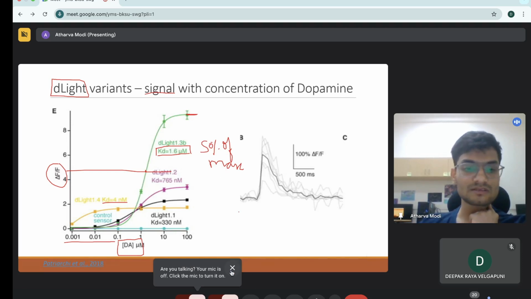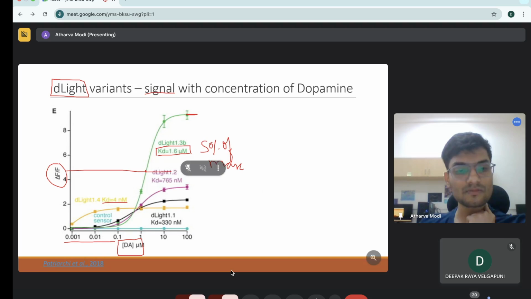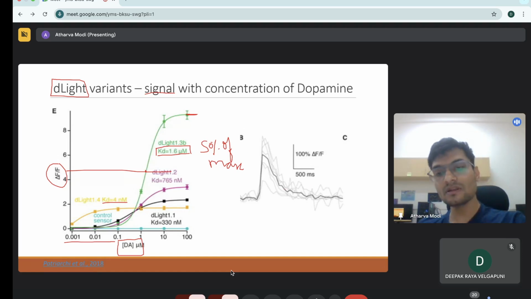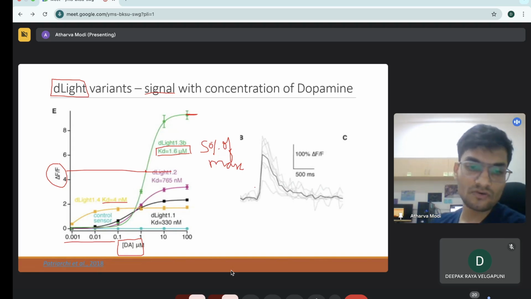This was just about the variation with concentration of neurotransmitter. But now, what about timing? So this temporal scale, what does it depend on? Can anybody point out, this is the signal, delta F by F, and this is 500 milliseconds. It's so fast. This happens in less than 10 milliseconds. It rises and then it shows a falling characteristic.